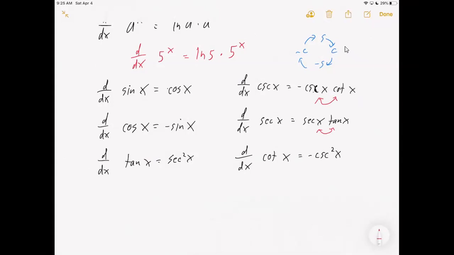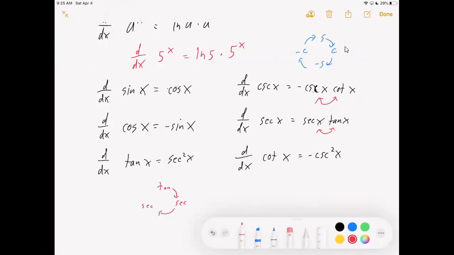Remember, we had two ways to remember this. If I write tan, secant, secant, the tangent leads to the secant times the secant. If I start with a secant, it would equal the secant times the tangent. If I start with the second secant as I go around, then it would just be tangent secant. So it's the same thing, and those were all with a positive.